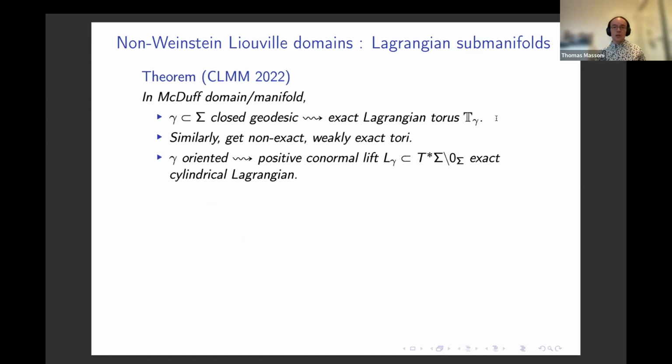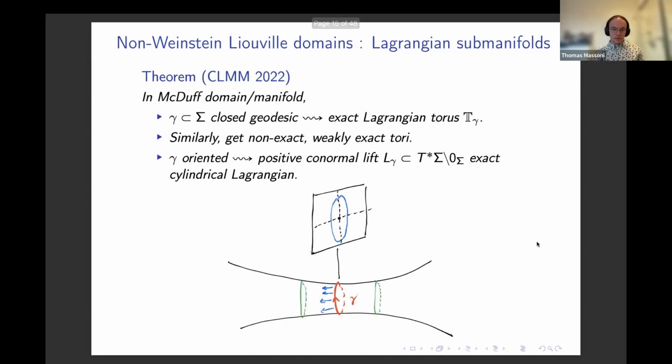And we also get, for any immersed oriented geodesic sigma, we can look at the positive conormal lift in T star sigma minus the zero section, and that gives an exact Lagrangian cylinder. But really the content of this theorem is the first two items. The third one is easier to get. And so I guess one way to think about it is this way.